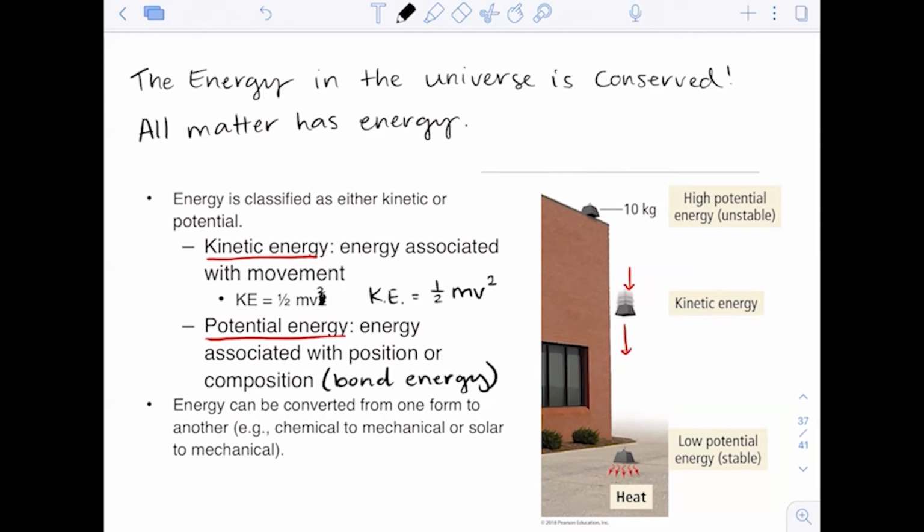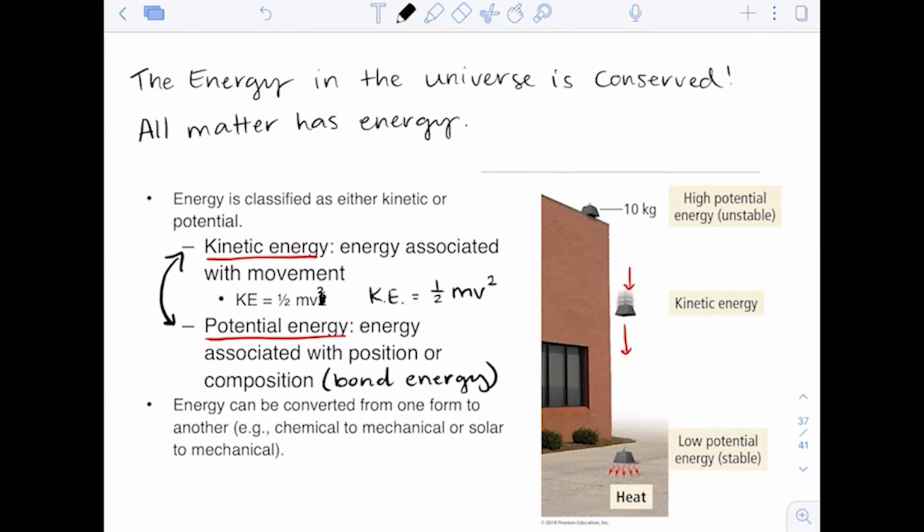We'll get into bond energy a little bit once we start building up our molecules. A lot of bond energy is not utilized again until we get into thermodynamics, which is Chem 150. Now, energy can be converted from one form to another. So chemical energy or potential energy can be converted to movement energy or mechanical energy, such as solar energy being converted into mechanical energy. So we can interconvert between these two.